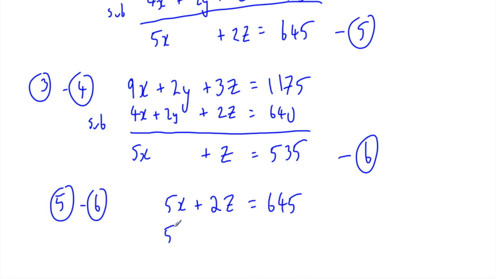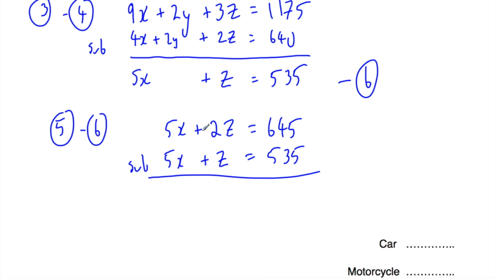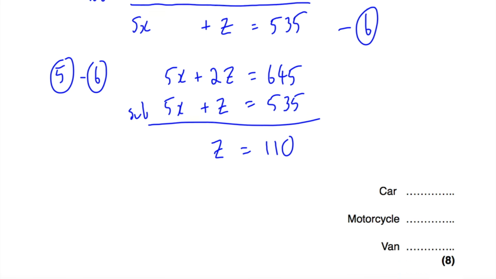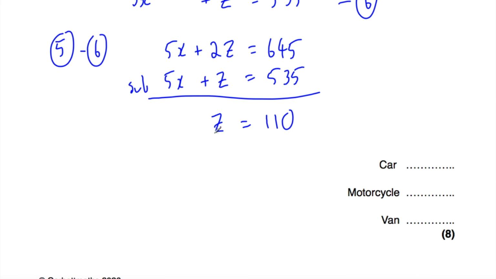And equation 6 is 5x plus z, and that's equal to 535. If we take them away from each other, that'll eliminate the x's. So 5x's take away 5x's, they cancel out. 2z's take away z, that's z. And 645 take away 535, that's equal to 110. So that means that z is equal to 110. So that means that the amount of commission that Roshan receives for selling a van is £110.